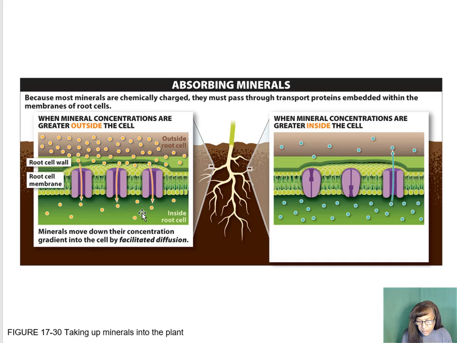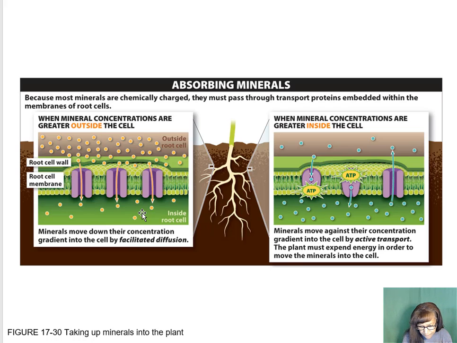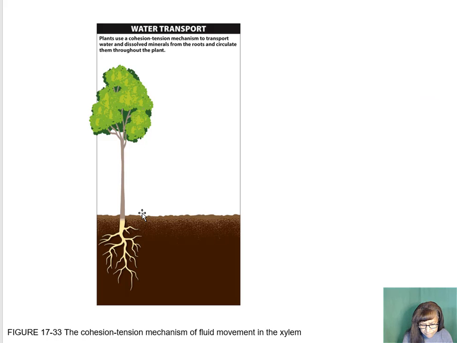But when mineral concentrations are greater inside the cell, then minerals have to move against their concentration gradient into the cell. And this is where we have active transport. So the plant is going to have to expend some energy in order to move the minerals into the cell, right? Because they're moving against their concentration gradient. And so we have to use some ATP to do that. All right? And plants can do that.